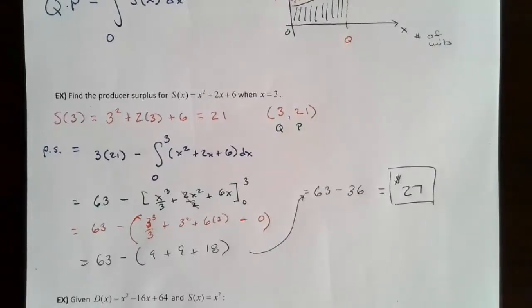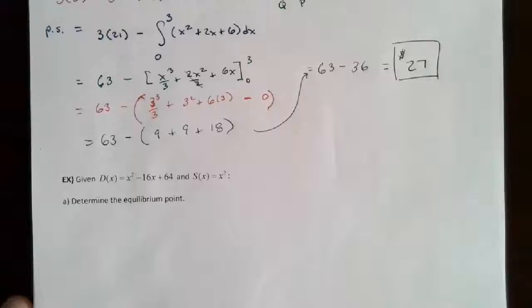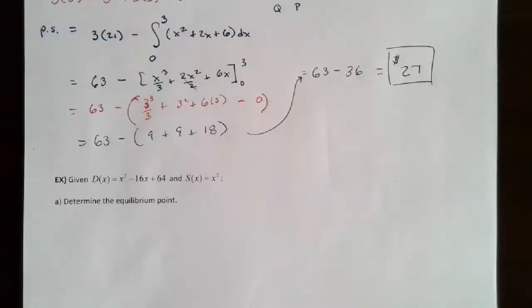We'll just look at one more example here. It says given d of x equals x squared minus 16x plus 64, and s of x equals x squared, the first thing it says to do is determine the equilibrium point. When I say determine the equilibrium point, this is drawing on something we've talked about earlier in the course. The equilibrium point would be where the demand and supply curves intersect. It's really the point where deals typically get done.